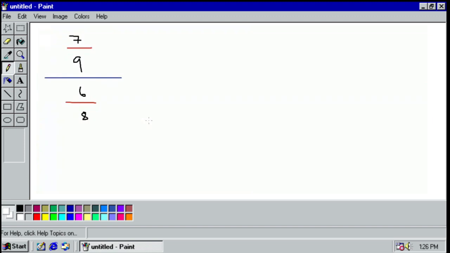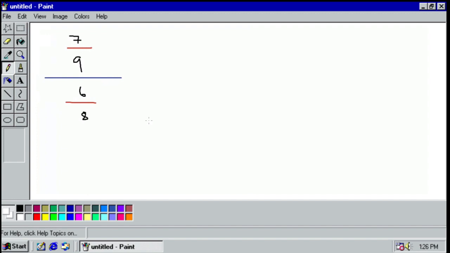In this lesson, I'm going to teach you how to solve complex fractions. So let's define what a complex fraction is first. A rational equation which contains fractions in the numerator and/or the denominator is called a complex fraction. So this one that you see on the board is an example of a complex fraction.